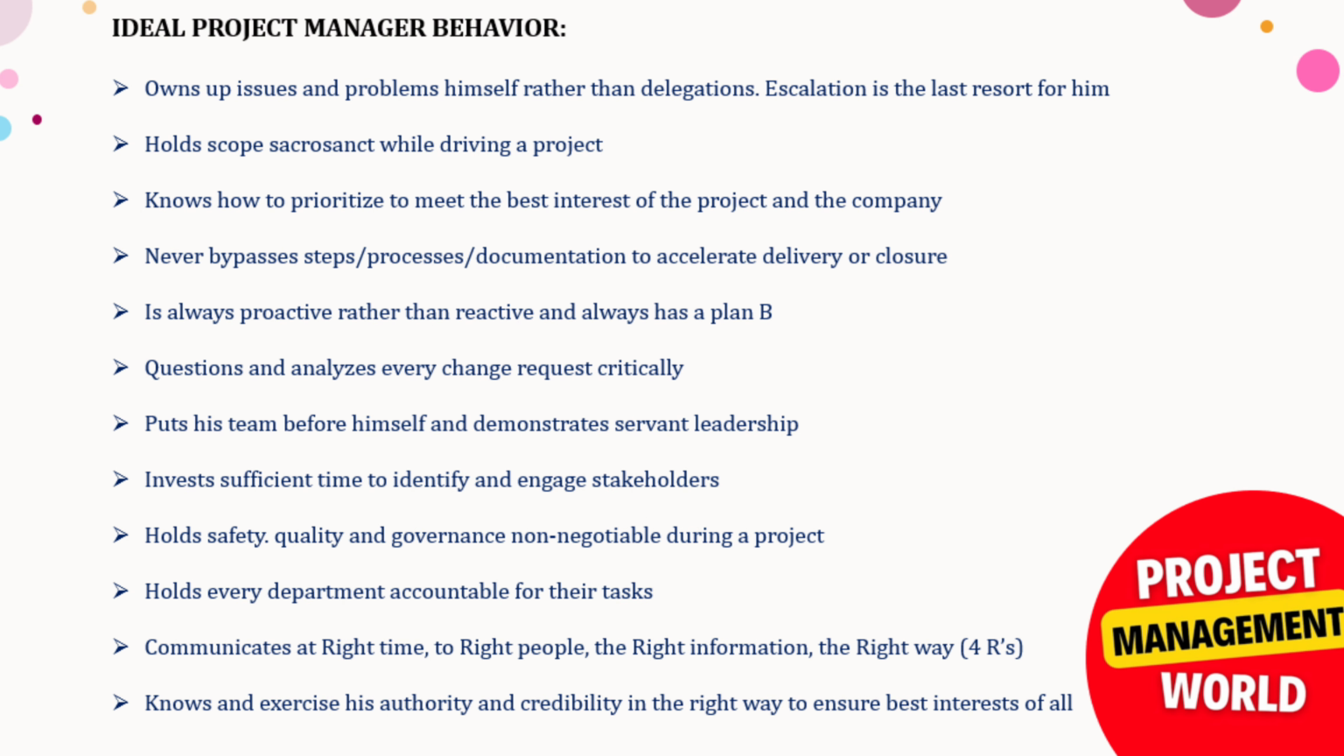Let's see what the ideal project manager behavior is. Here are the points which cover the ideal project manager behavior. The ideal project manager owns up to the issues and problems himself rather than delegating. Escalation is the last resort for him. This is the first point. Project managers own the responsibility and take action; if he needs to escalate, that will be the last option for him. Initially he will try to solve the problem by himself.